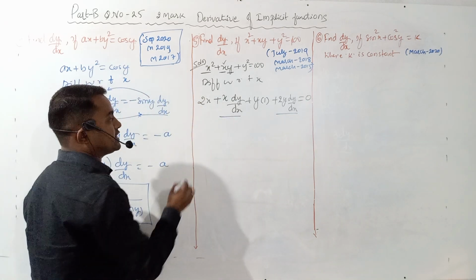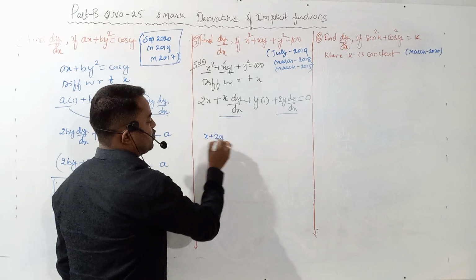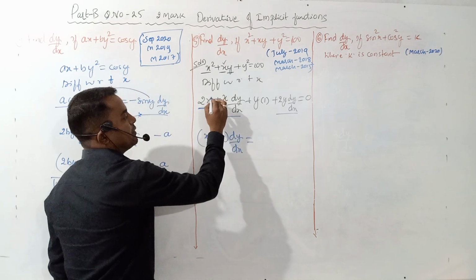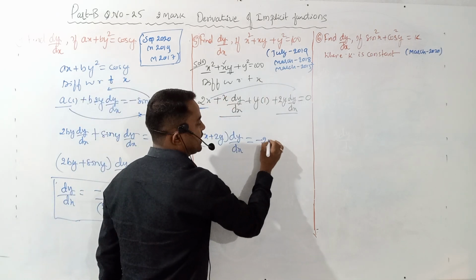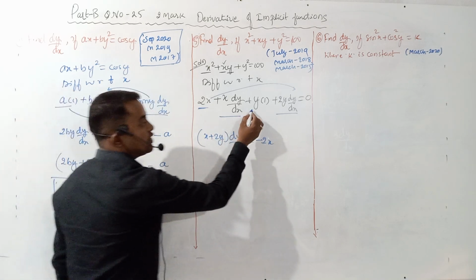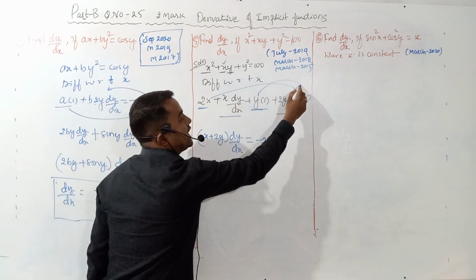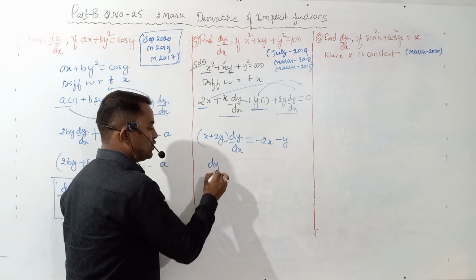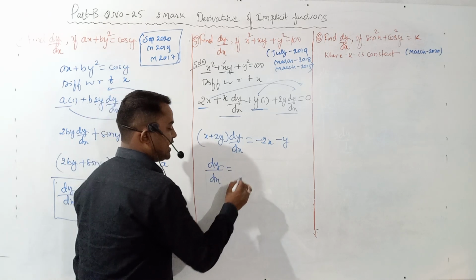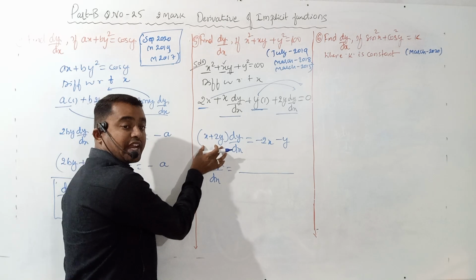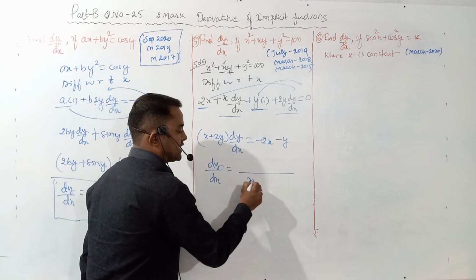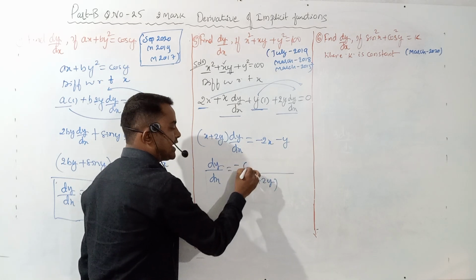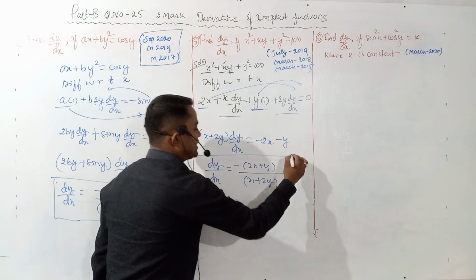Now see here, two terms of dy by dx. Take common dy by dx, that is x plus 2y dy by dx is equal to 2x. Bring this 2x to the right side, it will become minus 2x. Then y into 1 is y. Transfer this y to the right side, it will become minus y. Then dy by dx is equal to, see here, this term if you transpose to the right side, it will be divide, that is x plus 2y. Take minus sign common here, that is minus 2x plus y. So this is your final answer.